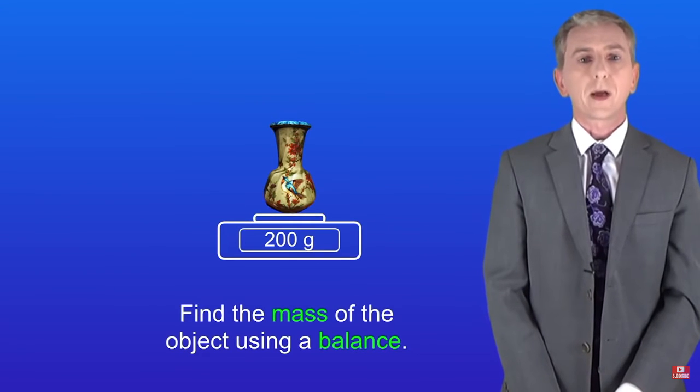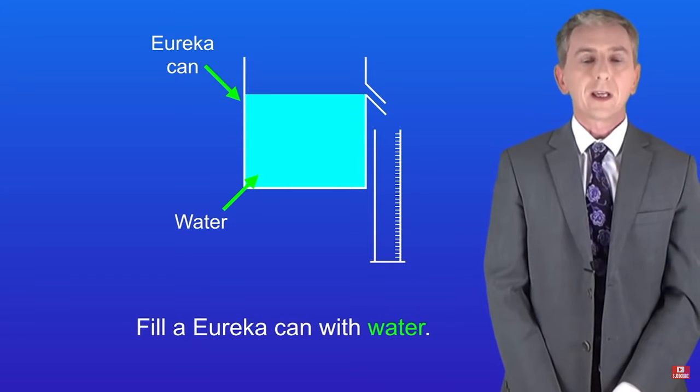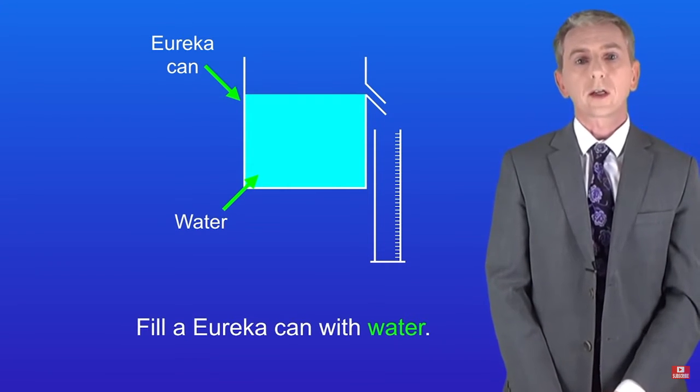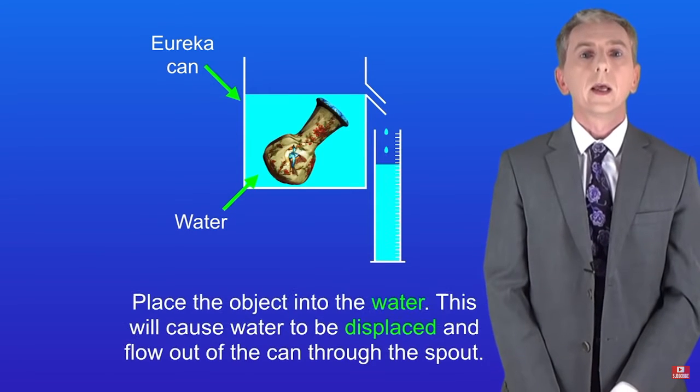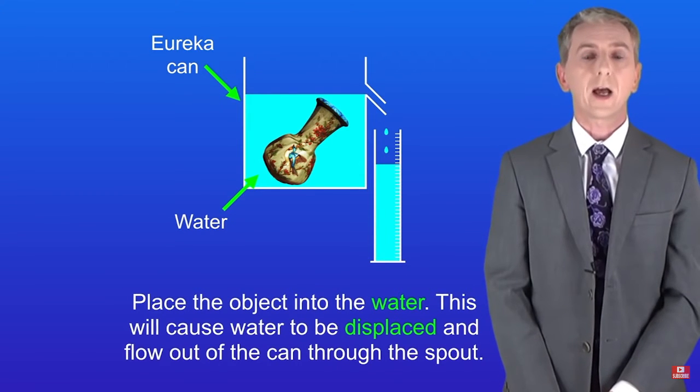Just like before, we start by finding the mass of the object using a balance. We then fill a eureka can with water. A eureka can has a spout, so the water can flow out of the can. Now we place the object into the water. This will cause water to be displaced, and it will flow out of the can through the spout.